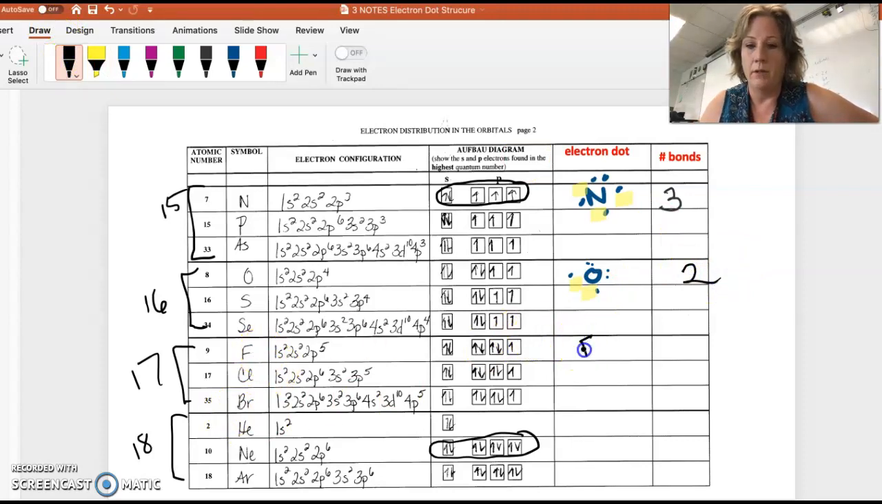Fluorine, 1, 2, 3, 4, 5, 6, 7. Don't watch. I didn't go around and then double because I knew there were 7. So fluorine wants to bond where I'm highlighting 1 time. And then, like I said, these guys do not bond because noble gases are already stable.